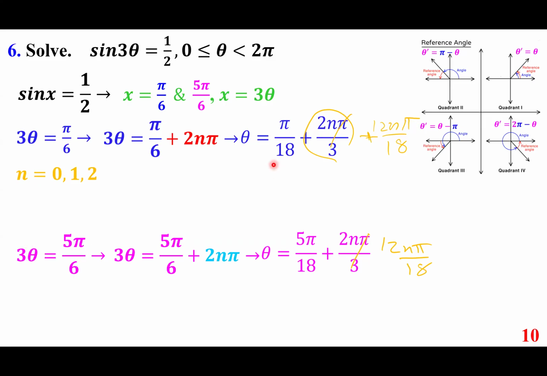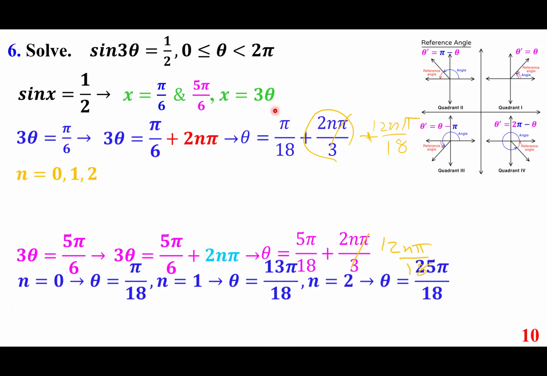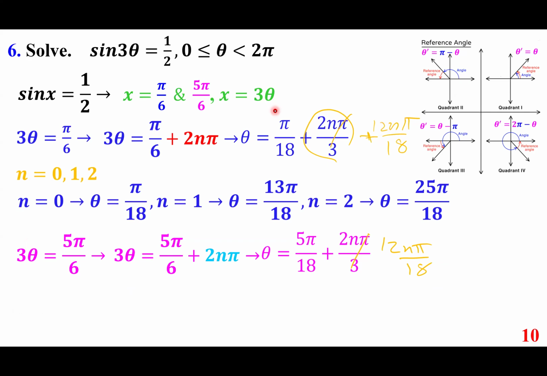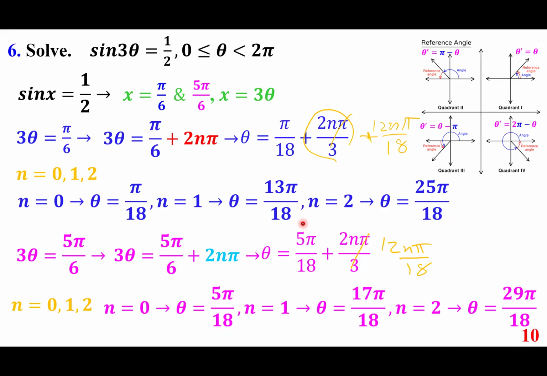Obviously, if n is 0, it's pi over 18. But what happens if n is 1? If n is 1, you have 12 pi and pi, 13 pi over 18. If n is 2, 2 times 12, 24, and 1, 25 pi over 18. We repeat the same thing here. Again, 0 gives you 5 pi over 18. This is gone. If it's 1, 12 pi and 5 pi, 17 pi over 18. If it's 2, 24 and 5, 29 pi over 18. This is how you find it easy. You just come up with a common denominator. It makes it easier to come up with the answer.